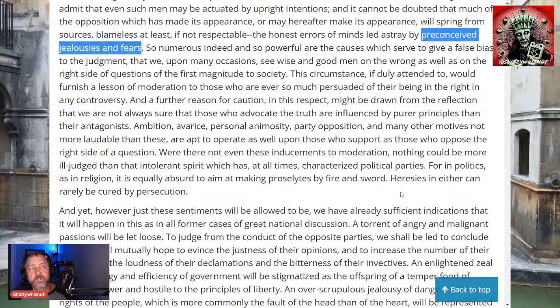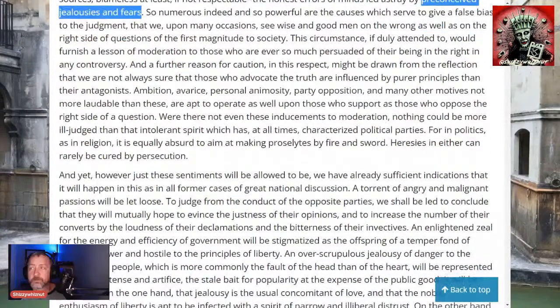Were there not even these inducements to moderation, nothing could be more ill-judged than the intolerant spirit which has at all times characterized political parties. For in politics, as in religion, it is equally absurd to aim at making proselytes by fire and sword. Heresies in either can rarely be cured by persecution.